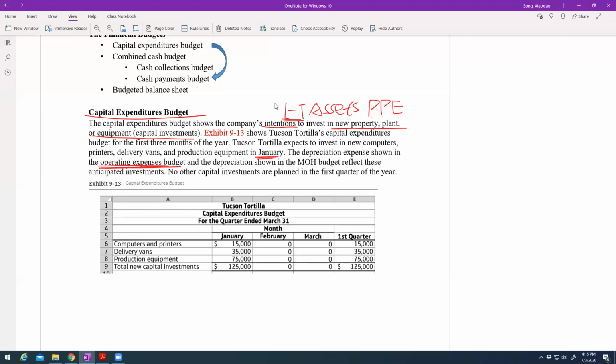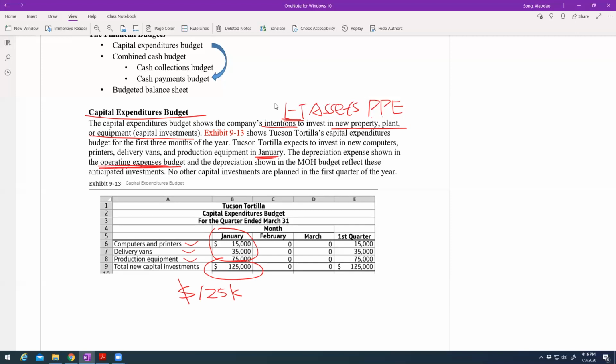So if in January we want to buy a computer, a van, equipment, whatever we want to invest in, we just have that budget. So basically, in January we will spend $125,000 on our long-term assets. February and March, we don't have any plan to buy long-term assets, so everything will be zero. That's it. So that will increase our long-term assets.